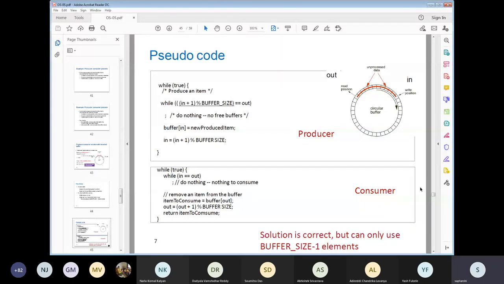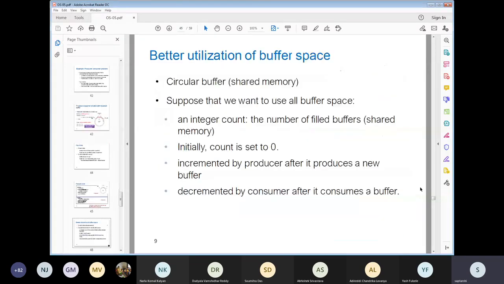Okay, in the interest of time, let me tell you, it's a very simple solution. Maybe all of you are thinking of more complicated solutions, and surely there are multiple solutions which many of you may be thinking. A simple solution is this: just maintain an integer count as to the number of filled buffers. This count is the number of filled buffers. Initially, count is set to 0.